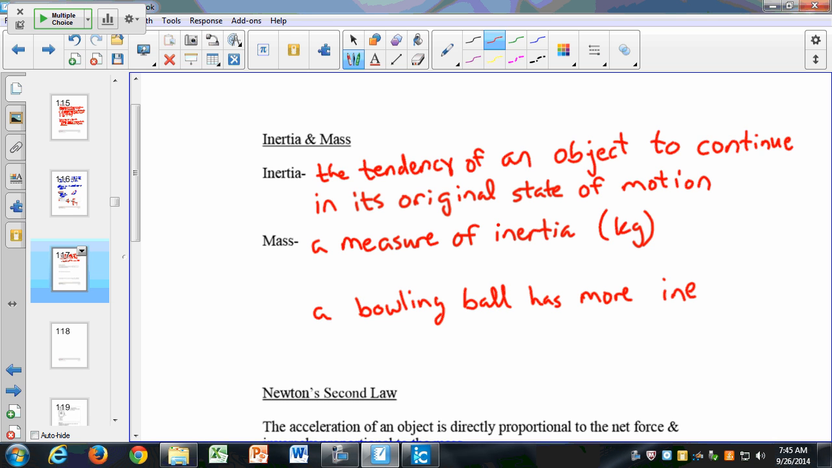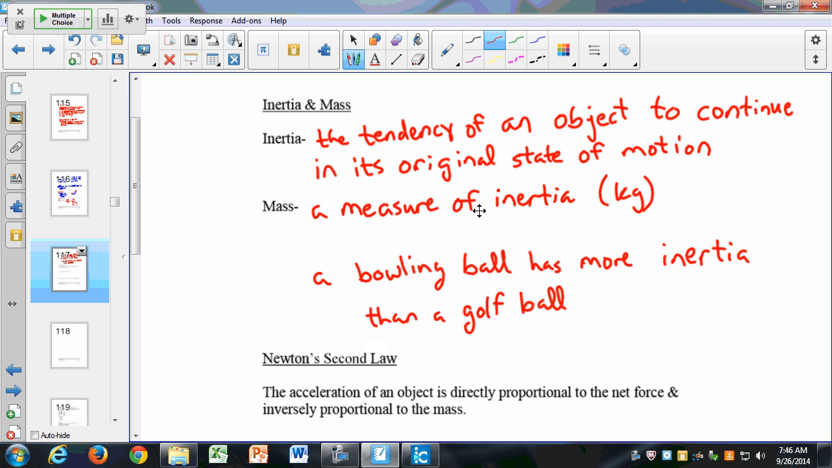Because it has more mass, it has a greater tendency to stay in whatever state it's in. Alright. We'll come back to inertia in just a bit, as a concept, because it's closely related to both Newton's first law, which is called the law of inertia, and Newton's second law.